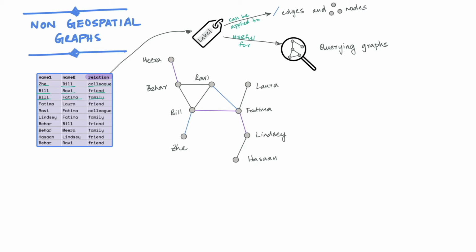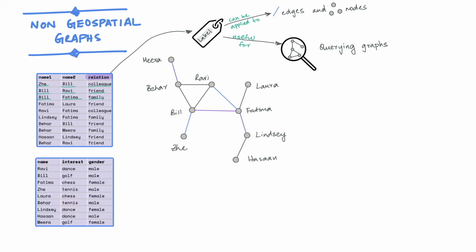Let's add some additional labels to this graph using a separate nodes table. This table contains information on the interests of each person and their gender. For instance, Ravi is a male and is interested in dance, while Bill is a male who's interested in golf, and Fatima is a female who's interested in chess. Let's add the rest as well.